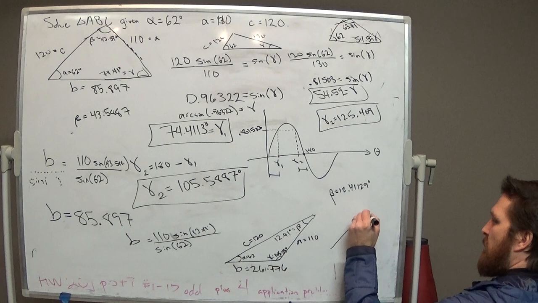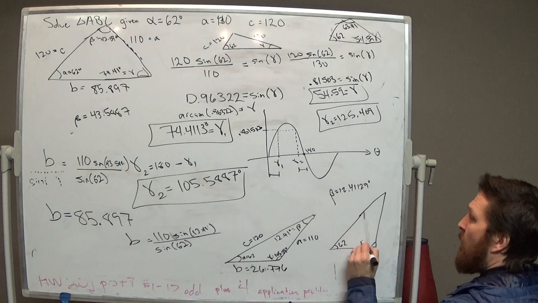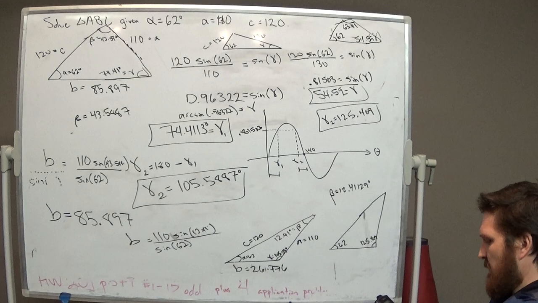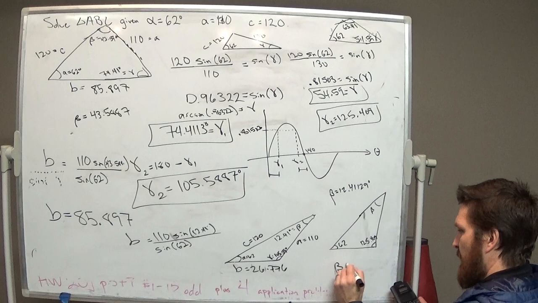Then you go to do this case, and here's my obtuse angle, and you get 62. Here you get 125.409. Then 180 minus 62 minus 125.409, and you get that your other angle, beta, equals negative 7.409.